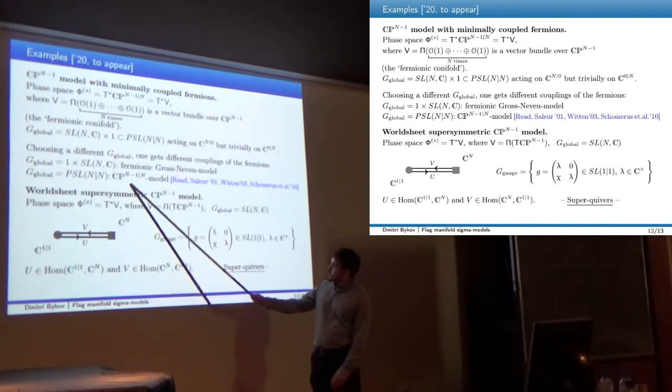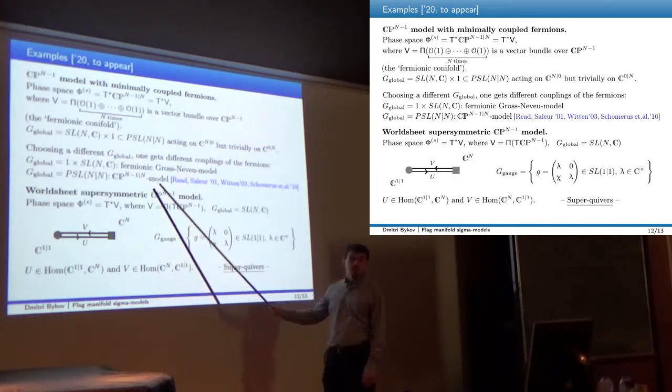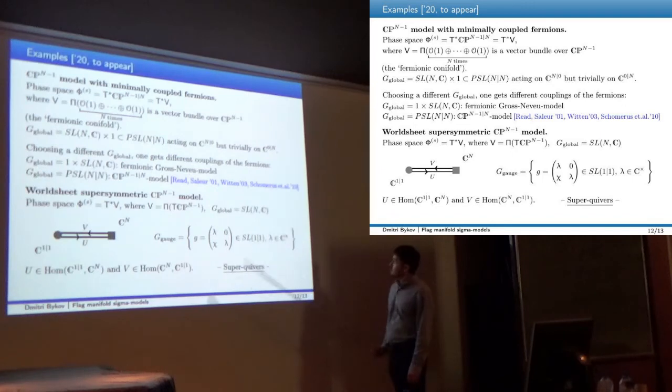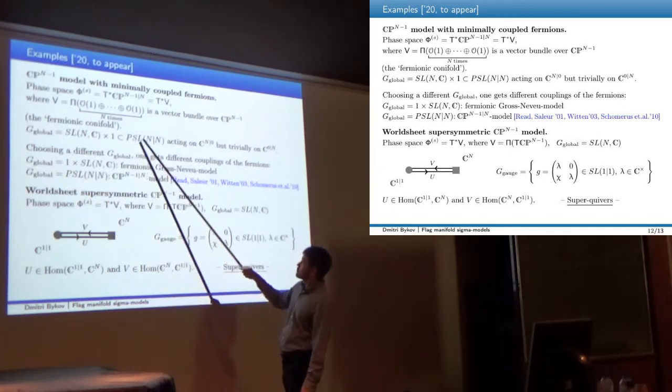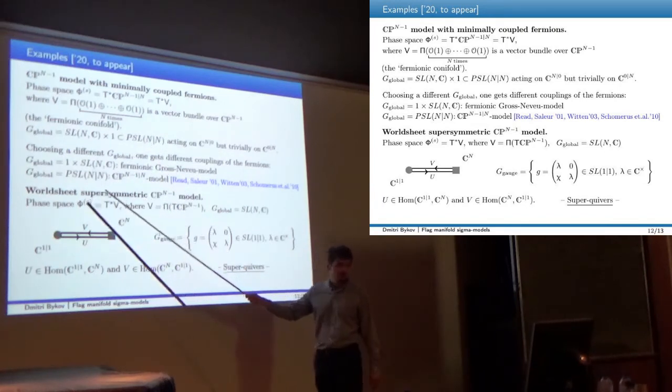I could also consider the so-called CP^(N-1|N) model, also considered in the past by various authors. In this case, I just take the global symmetry group to be the full symplectomorphism group, which is PSL(N|N).